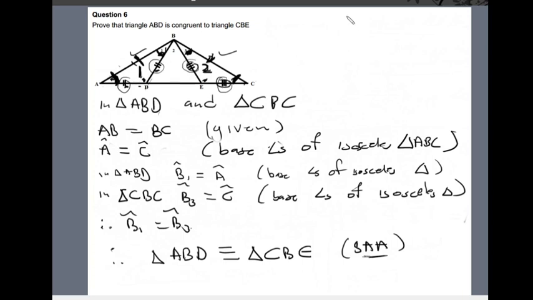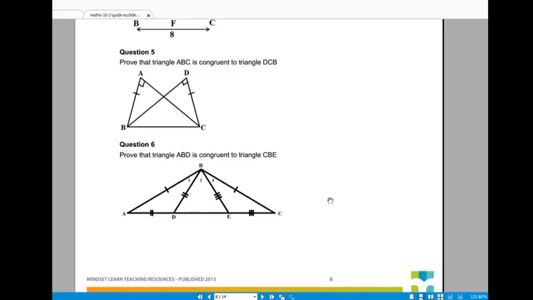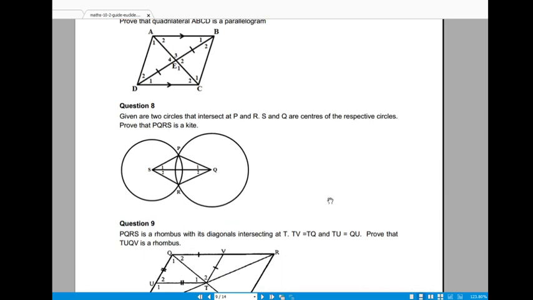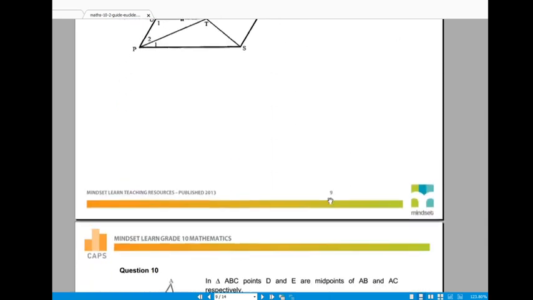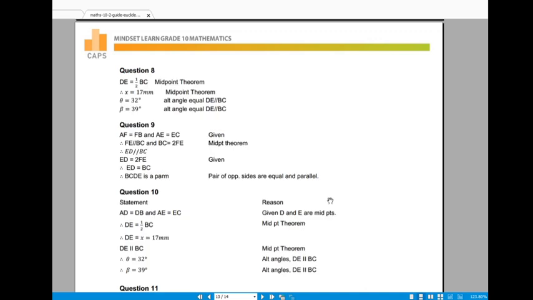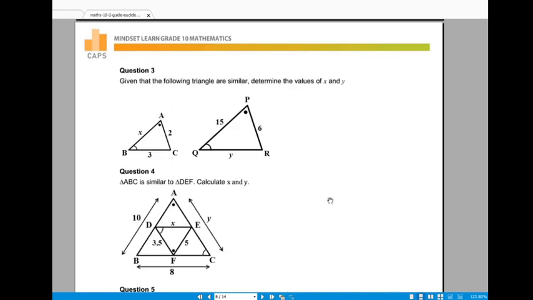So with congruency, you need to show that the corresponding angles are equal and the corresponding sides are equal. With similarity, you need to show that the corresponding angles are equal, but the corresponding sides need to be in the same proportion. So I hope you understand. The remaining questions you can do on your own and then check the memo at the end, right? So yeah, if there is anything you don't understand, please let me know.